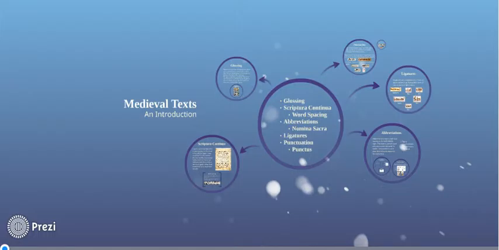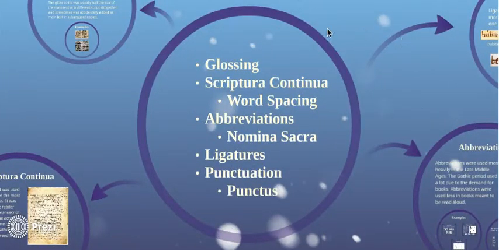I'm going to give you an overview of characteristics of medieval texts. In particular, we're looking at glossing, scriptura continua, word spacing, abbreviations, nomina sacra, ligatures, punctuation, and the punctus.